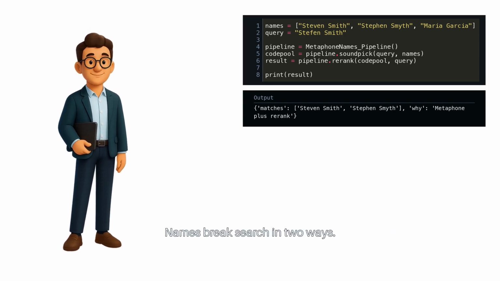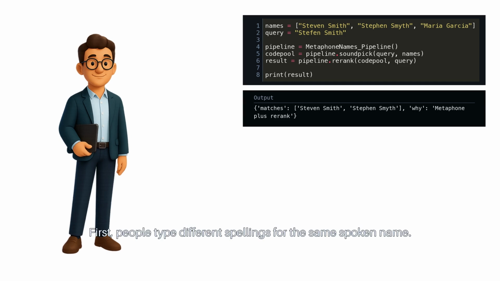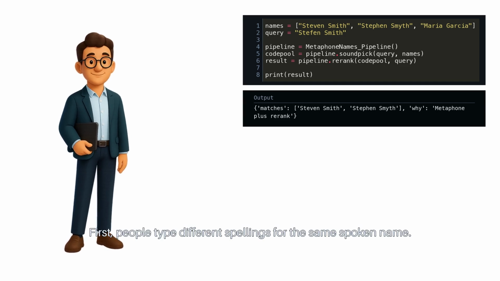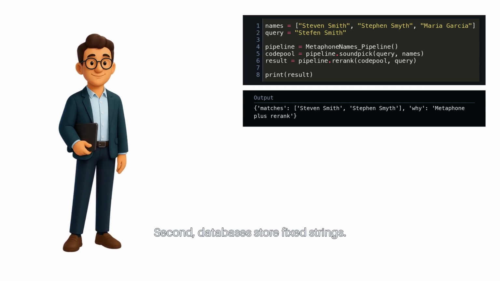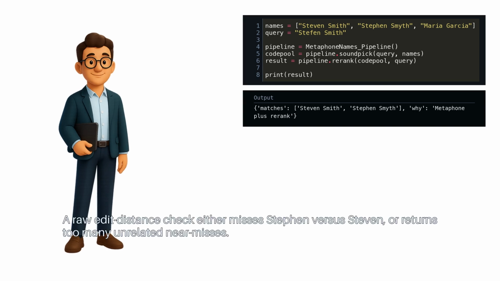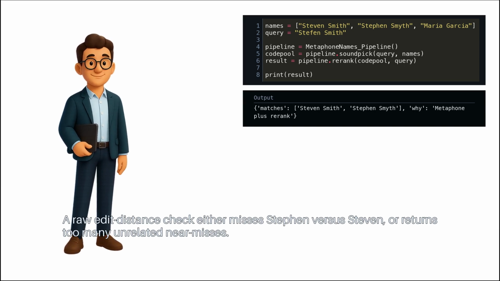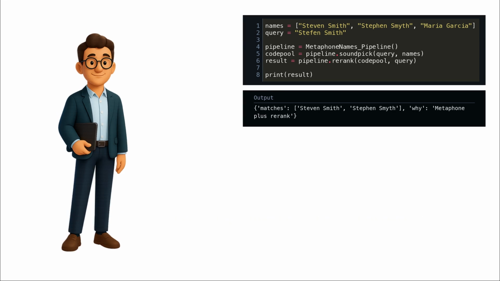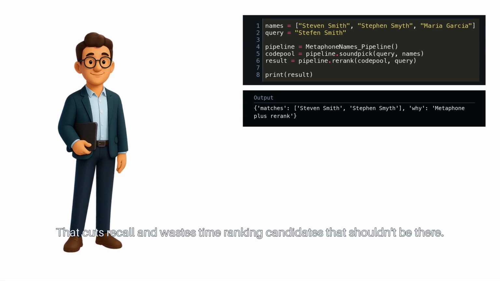Names break search in two ways. First, people type different spellings for the same spoken name. Second, databases store fixed strings. A raw edit distance check either misses Stephen versus Stephen or returns too many unrelated near misses. That cuts recall and wastes time ranking candidates that shouldn't be there.